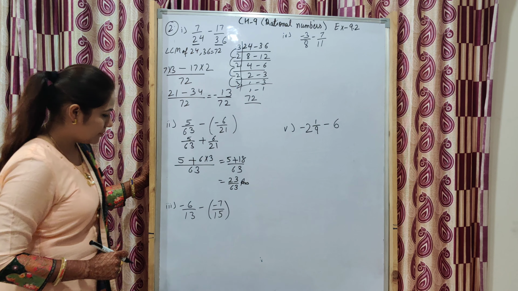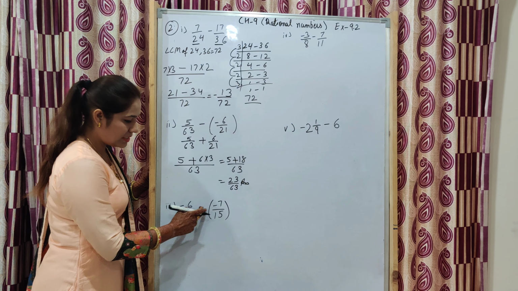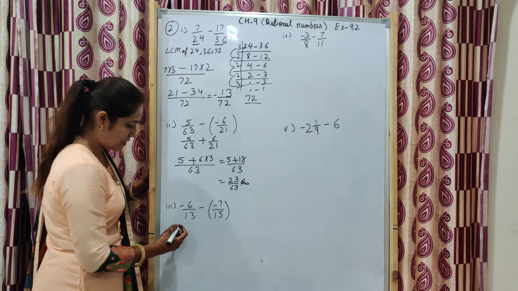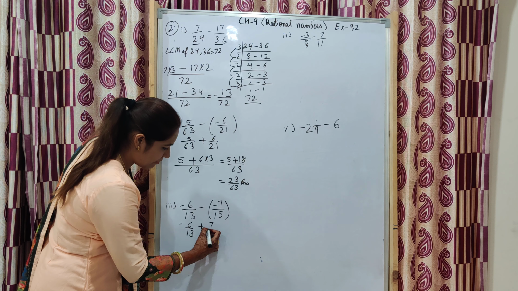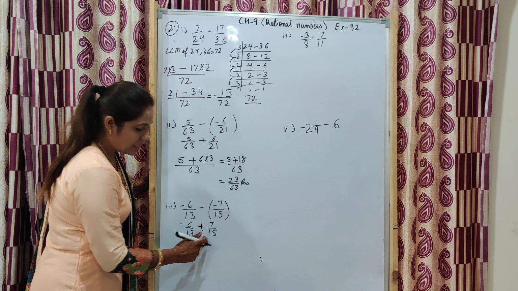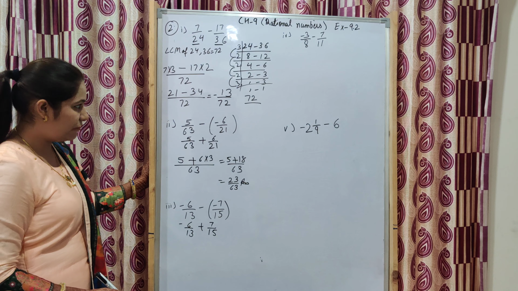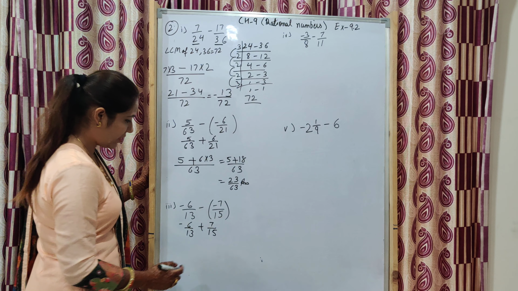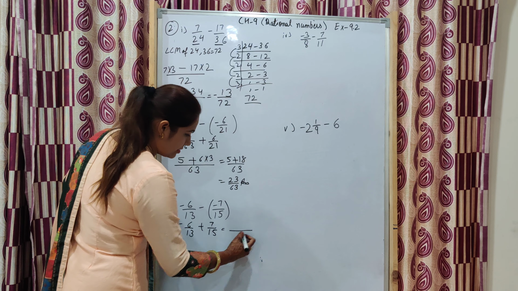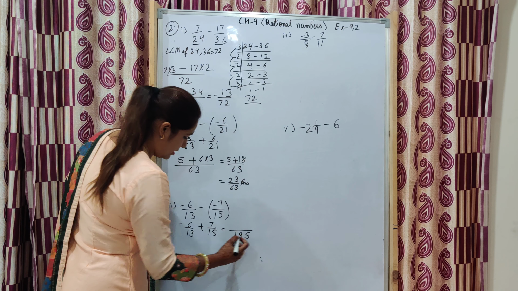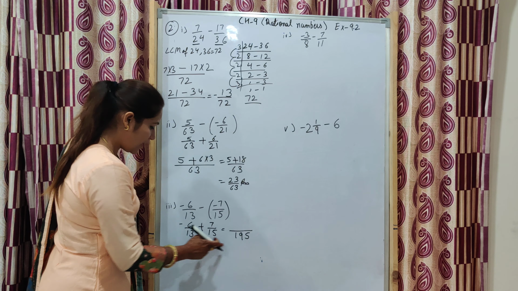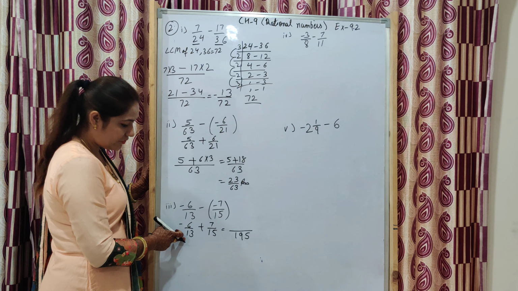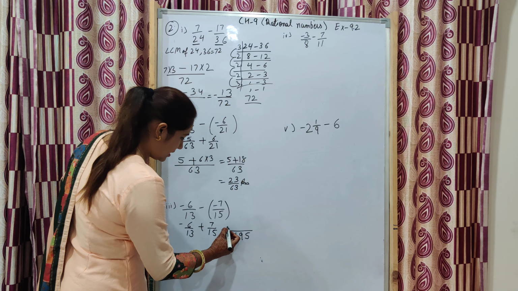Now third part. Minus 6 upon 13 minus minus, minus minus plus. Minus 6 upon 13 minus minus plus 7 upon 15. Now take the LCM of 13 and 15. You will get 195. You can do it in rough work. Now 195 divided by 15, you will get 13. Then 13 multiply with minus 6.